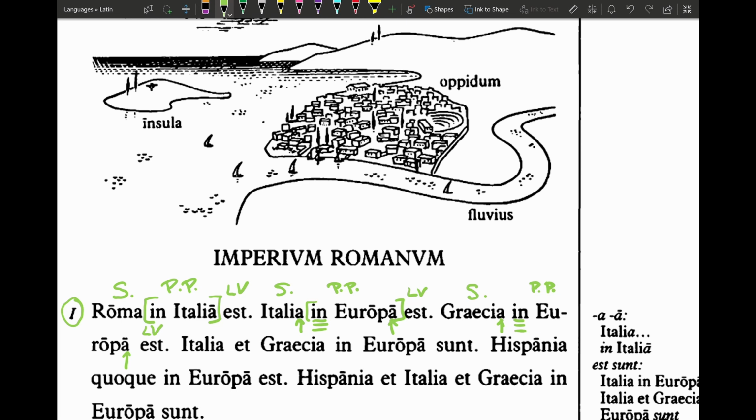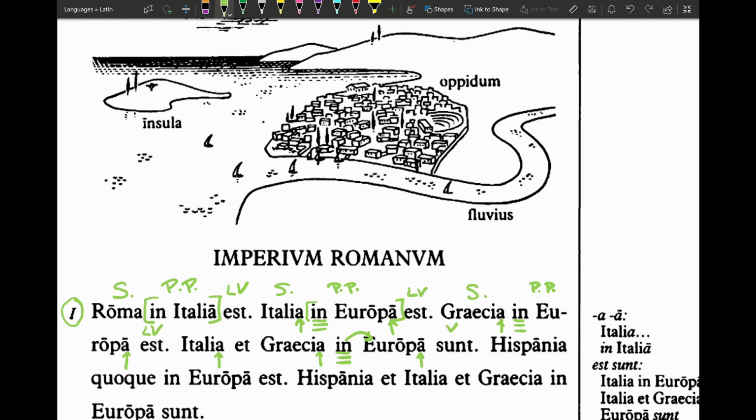Italia et Graecia in Europa sunt. Okay? Notice now our verb, well, first before we get to that, look at how many subjects we have. This is in the nominative, this is in the nominative. Okay? Look here. This is in the ablative case because this preposition in comes before Europa. So it is exerting control over the word Europa. But notice here our verb.